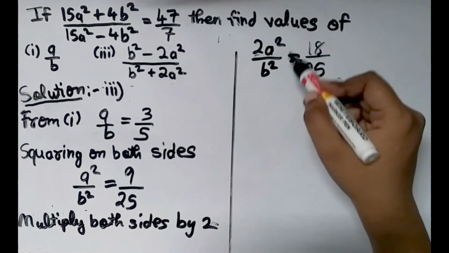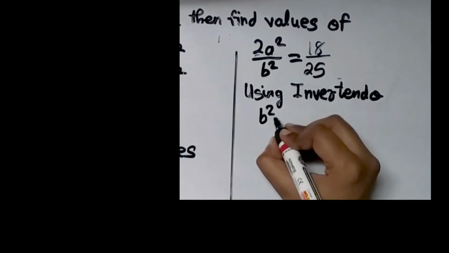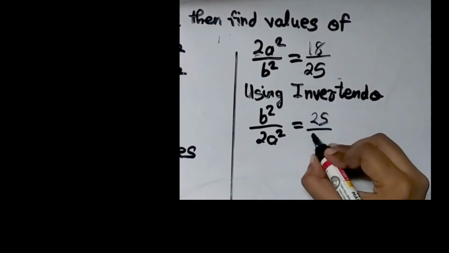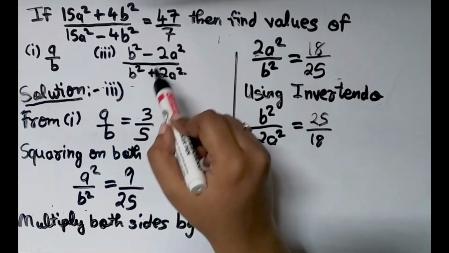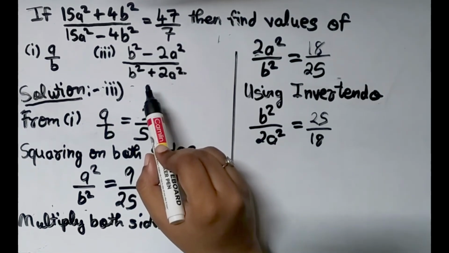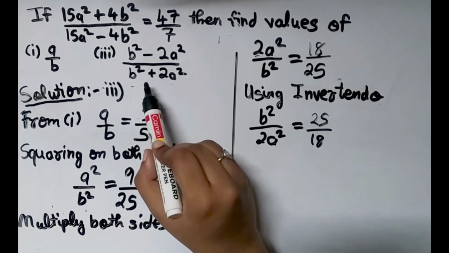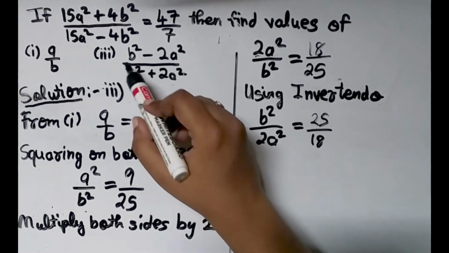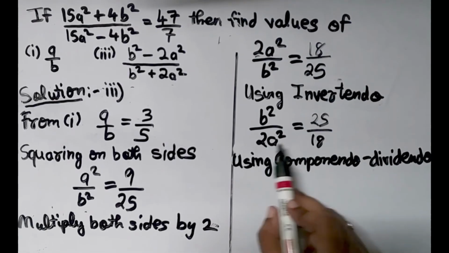Here b square is coming first and next 2a square is coming. So what we will do, we will take invertendo of this. If we take invertendo, what we will get, b square upon 2a square equal to 25 upon 18. See, we can clearly see here componendo dividendo is applied and it is reversed, because here minus is there in the numerator and plus is there in the denominator. But when we apply componendo dividendo, we will get plus in the numerator and minus in the denominator. So first we will apply componendo dividendo to this and then we will do invertendo, so that we will get this answer. So next we will use componendo dividendo for this.